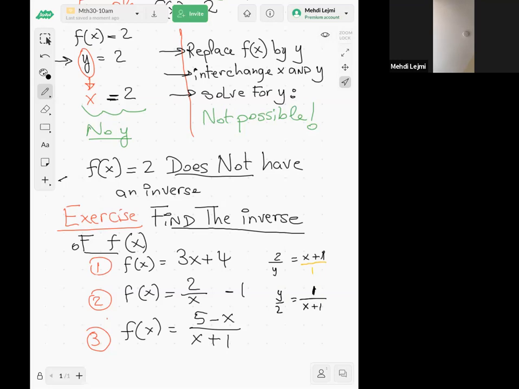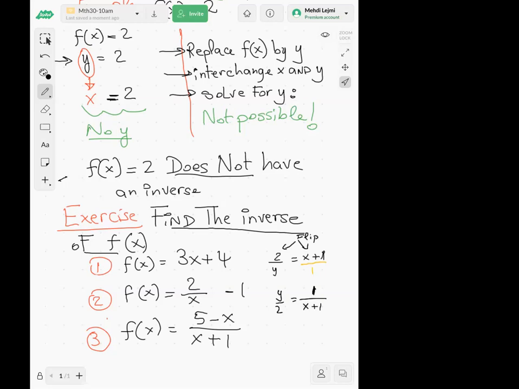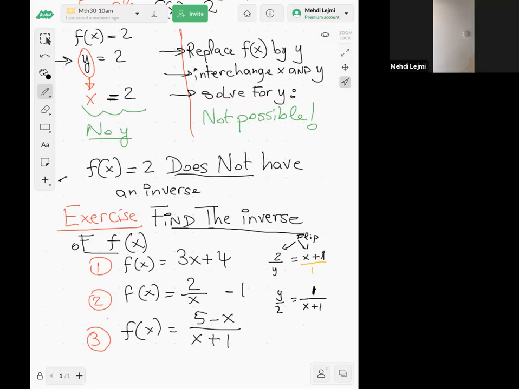So you flip both fractions, and it's still equal. When you flip both sides, it's still equal. Then, of course, there's this 2 in the denominator. To get rid of this 2, all you have to do is multiply both sides by 2, right? Then you can cancel out the 2. So what I'm saying is, if you have fractions in the equation and you want to move your y to the top, you can just flip both sides.